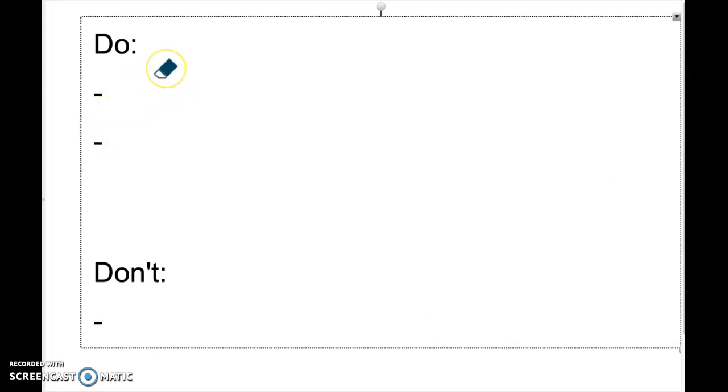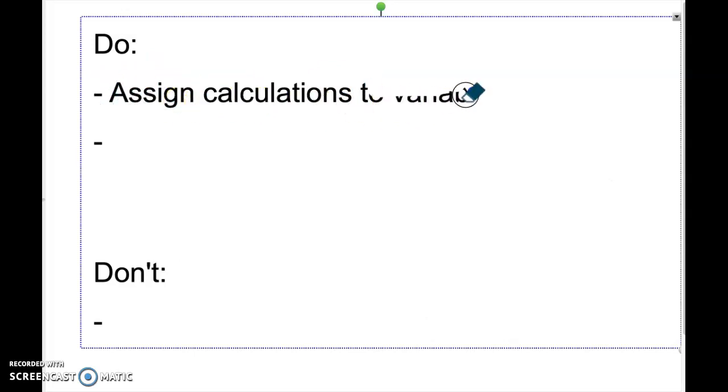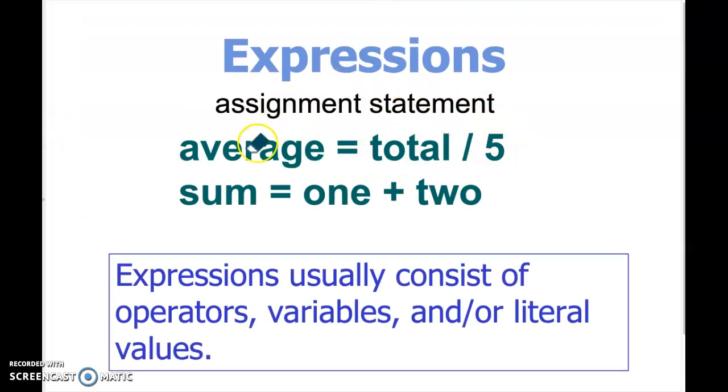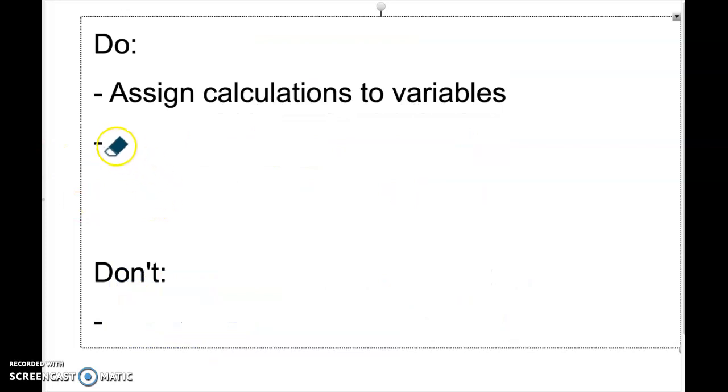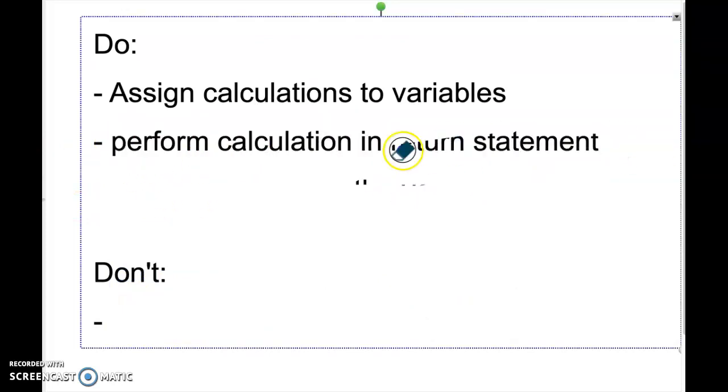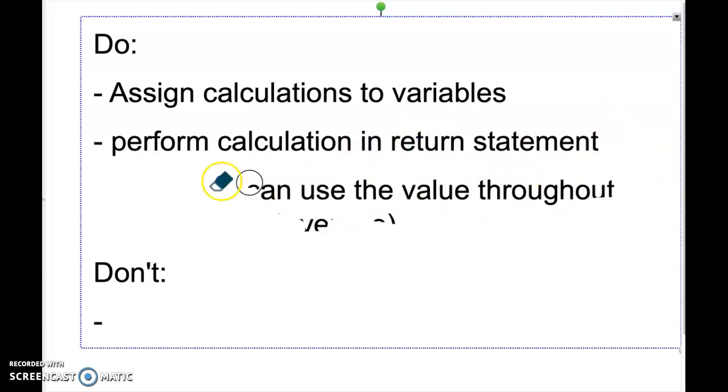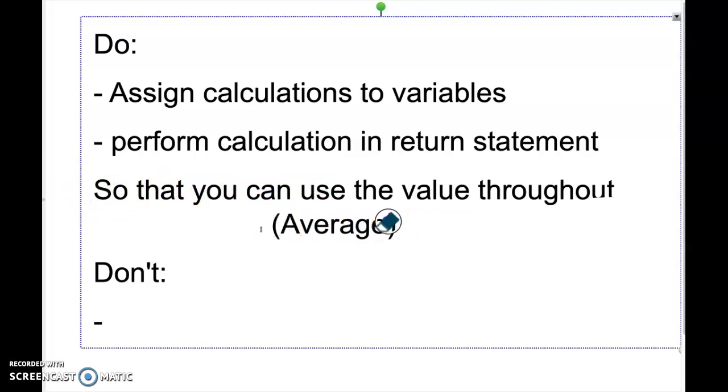So there's a few things that I want you to be aware of when you're doing this. Please do assign calculations to variables. Whenever you have any sort of calculation that's more than just adding two things together, put them into a variable, just like we did right here. This total divided by 5, that value, whatever that is, is being stored in average. Okay, perform calculations in a return statement. That's the other one that I want you to do. Perform a calculation in a return statement.